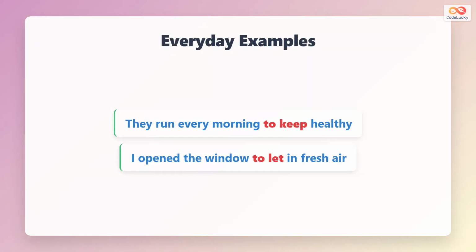We use this structure in everyday English. For example, they run every morning to keep healthy. I opened the window to let in fresh air. These examples show how we explain the purpose of actions in English clearly with infinitives.